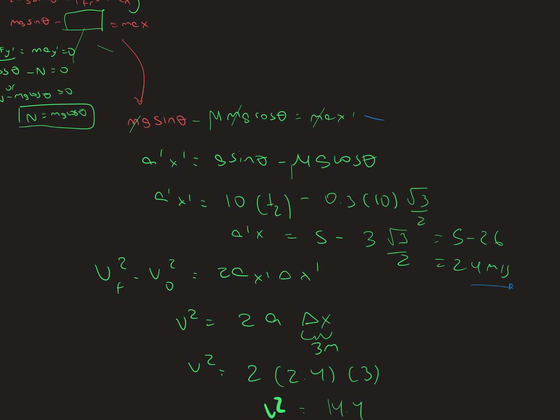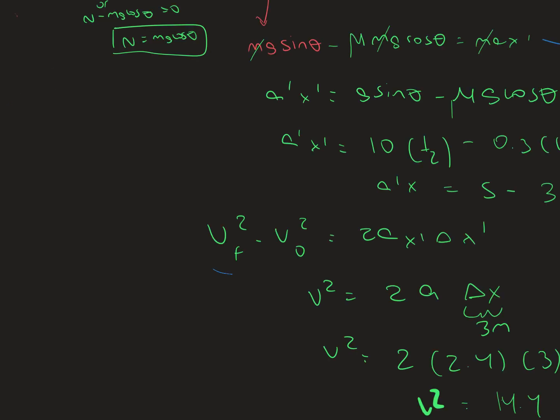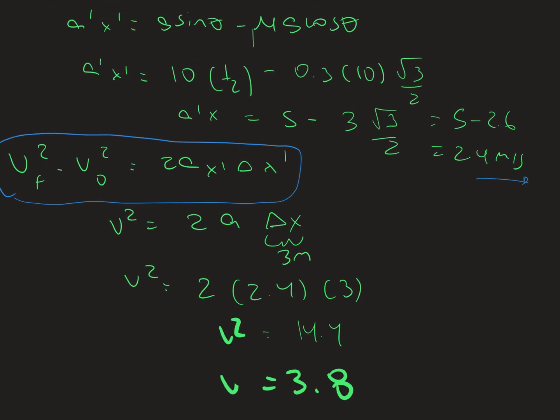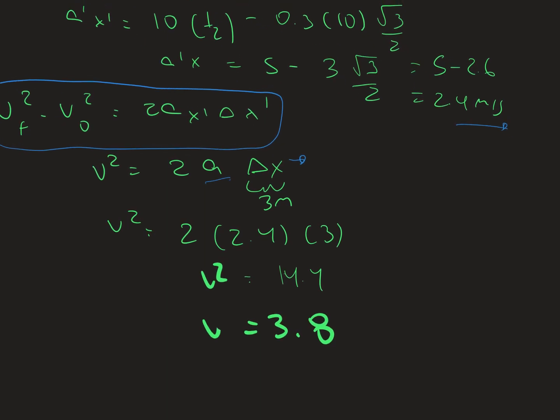meters per second squared. Finally, we're going to use the formula which was given in class, and we're going to solve for the velocity. Now we have the value of a, and we also know the displacement, that is 3 meters. Therefore, we just plug in the values, take the square root in this step, and then we have v equals 3.8.